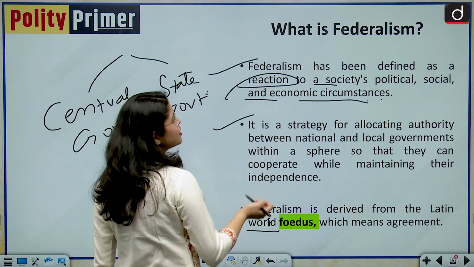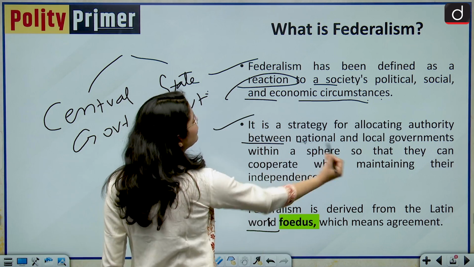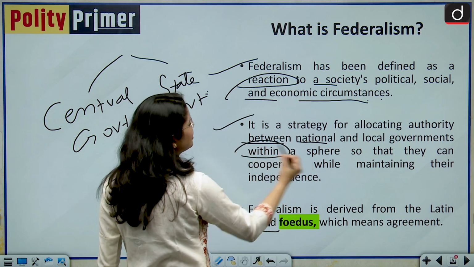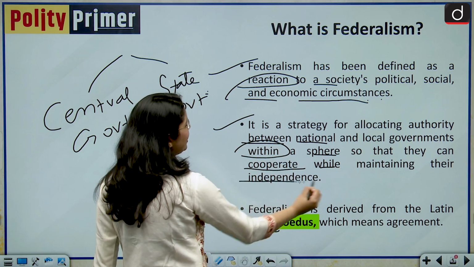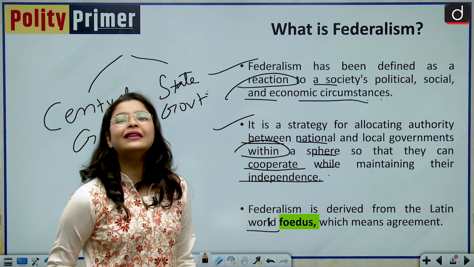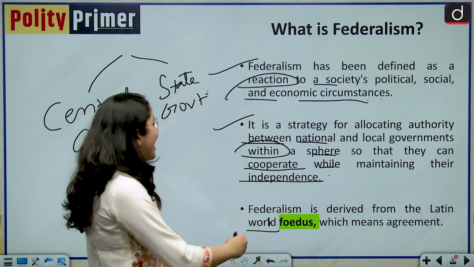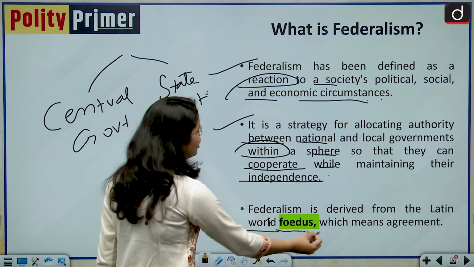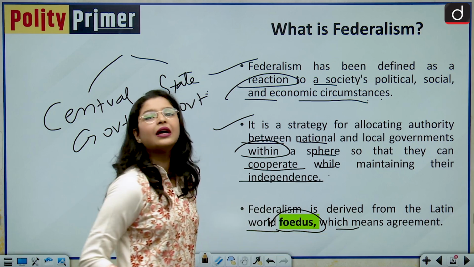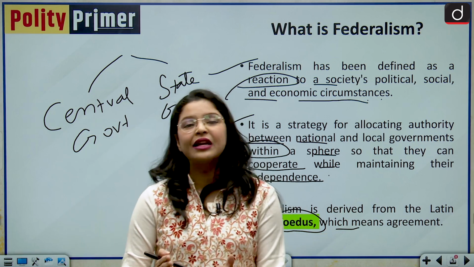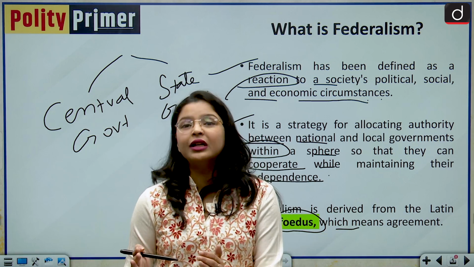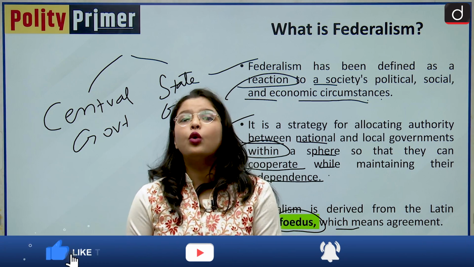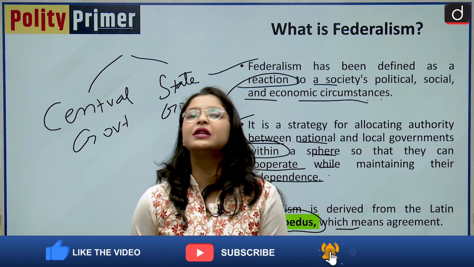So it is a strategy for allocating authority between national and local governments within a sphere so that they can cooperate while maintaining their own independence. And this word federalism has been derived from the Latin word fides, which means agreement between the central government and the state government to exercise their authority within a sphere and to coexist with each other peacefully.